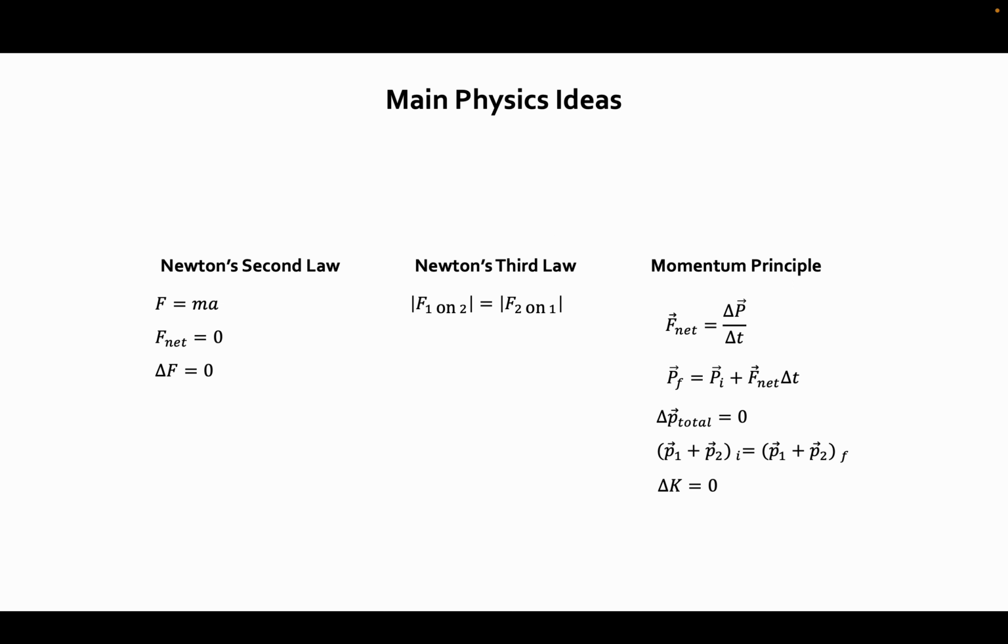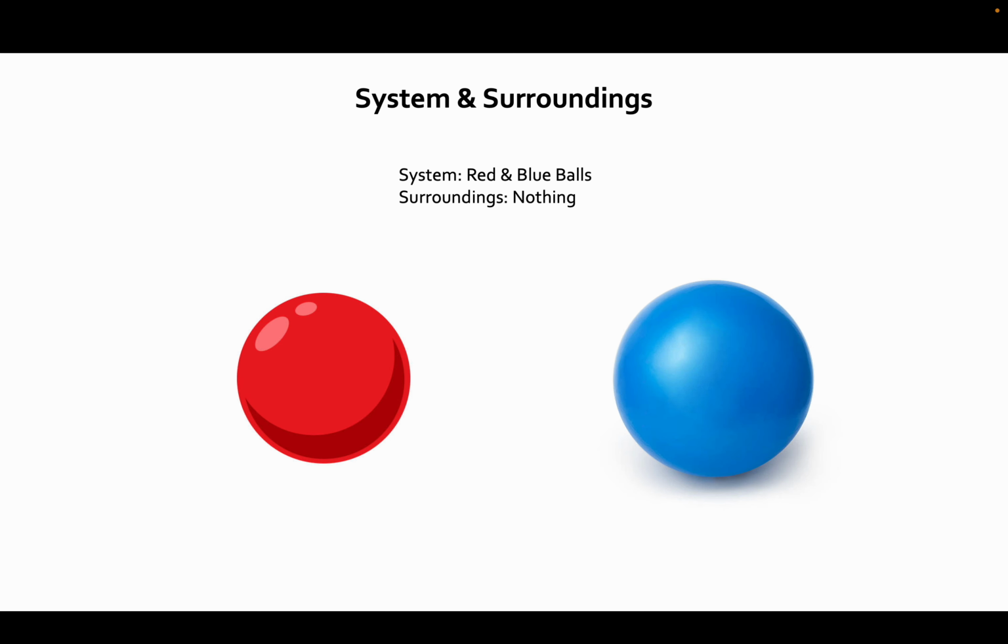The main physics ideas used in this experiment were that the net force of the situation was zero, and the change in the net force was also zero. Additionally, the force of 1 on 2 is equal to the force of 2 on 1, meaning that there are equal and opposite reactions. In this situation, the balls act upon each other like a spring force. Furthermore, the net force is equal to the change in momentum over the change in time. Corresponding to this is the momentum update formula. In this situation, the system was the two balls and the surroundings was nothing.